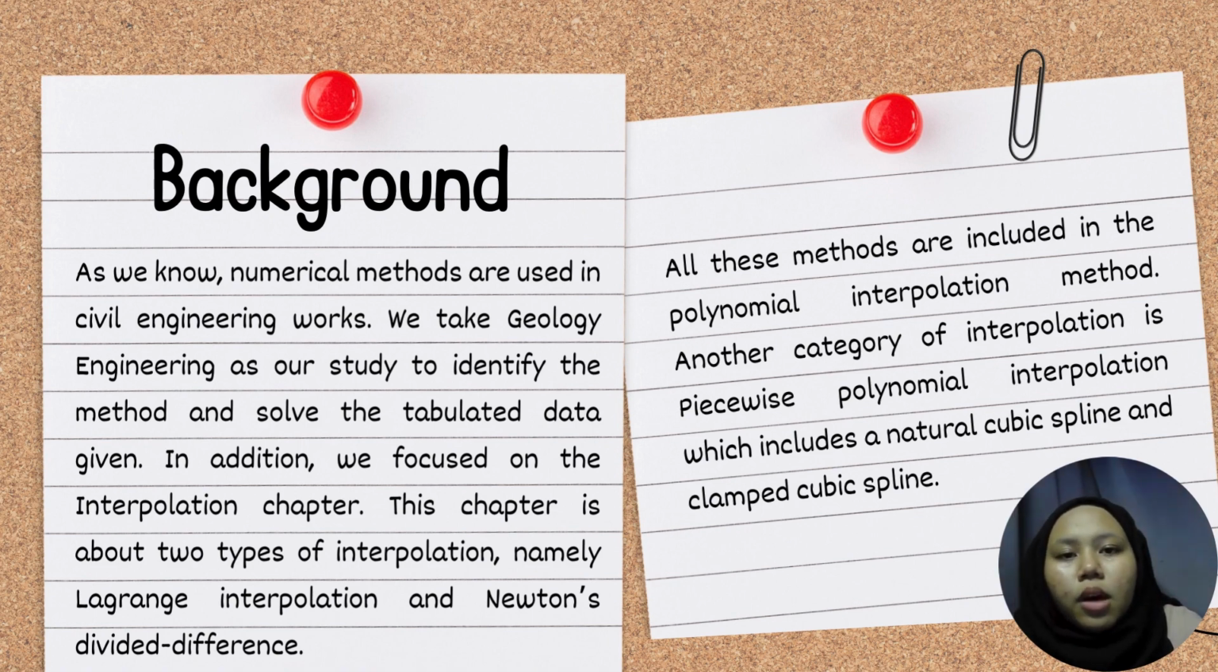This chapter is about two types of interpolation, which is Lagrange interpolation and Newton divided difference method. All these methods are included in the polynomial interpolation method. And another category of interpolation is piecewise polynomial interpolation, which includes natural cubic spline and clamp cubic spline.